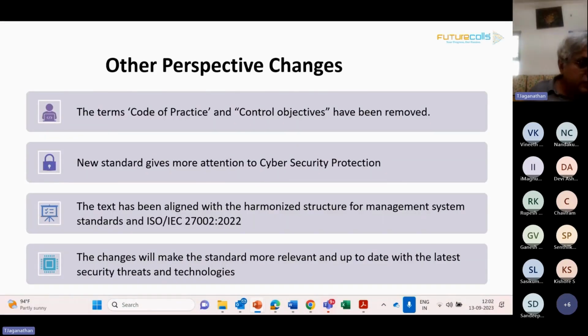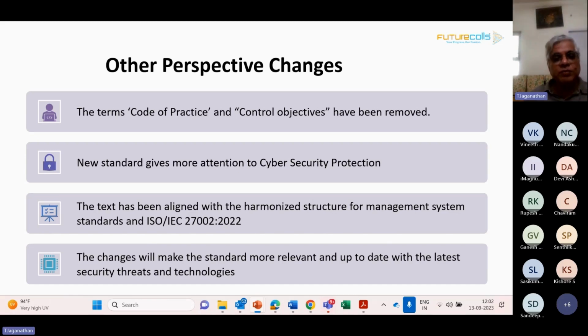Okay. Other perspective changes: code of practice is removed. There is nothing like a code of practice; that terminology is not there. Similarly, control objectives have been removed in 27001. Now there are no control objectives. It is only the requirements, category requirements. I'll come to that when we come to the annexure controls. Remember to ask me.